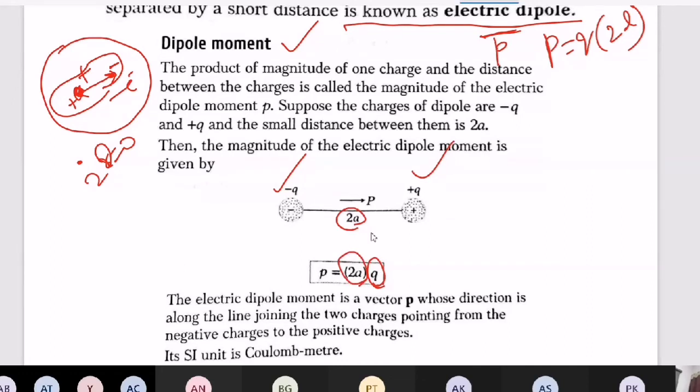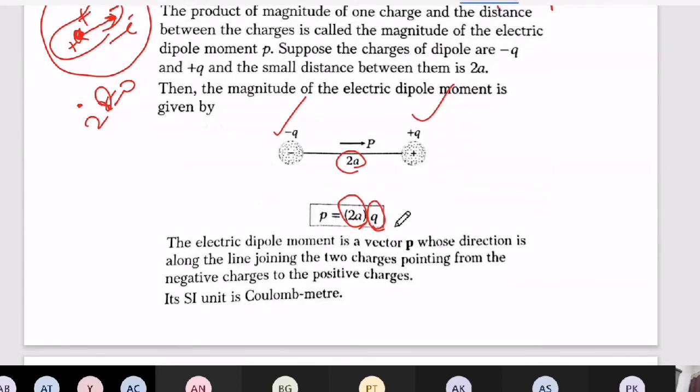That we call it as what? Electric dipole moment. Electric dipole moment is a vector quantity. It is the strength of the dipole to produce electric field, and its direction is always from negative charge to positive charge, and it is defined as the product of charge and the distance between the two charges. That is what you need to understand here.